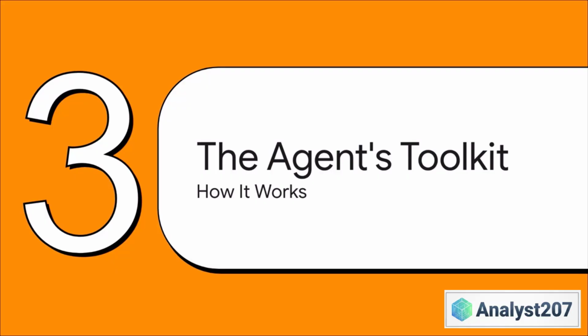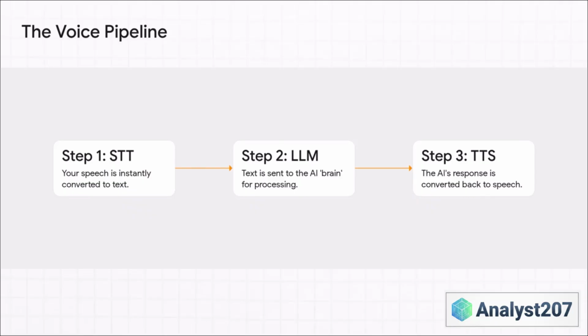Okay, so let's pop the hood and see how this thing actually works. What's inside the Agents toolkit? What are developers actually getting to play with? At its heart, it's a three-step dance. First, it takes what you say and turns it into text. That's speech-to-text, or STT. Then, that text gets zapped over to the large language model, the AI's brain, to figure out what to say back. And finally, the AI's answer is turned back into audio and sent to your ears. That's text-to-speech. The real magic, though, is making that entire round trip happen in the blink of an eye.